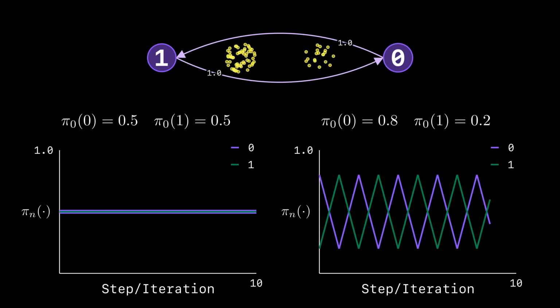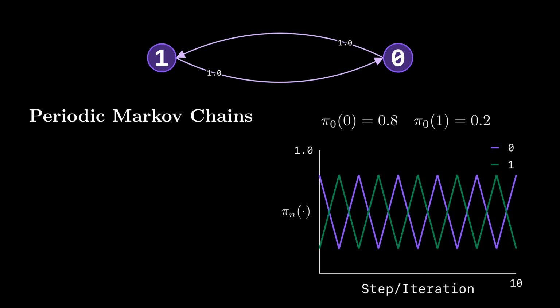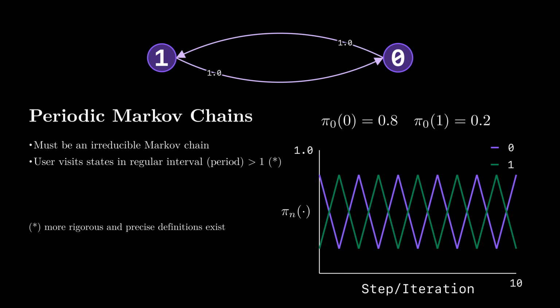This brings to light a second key property of Markov chains. These types of Markov chains are called periodic Markov chains. We won't go too in-depth into periodic Markov chains, but there are a couple things to know. When discussing these types of Markov chains, we're implicitly assuming that they're also irreducible. The intuition behind periodic Markov chains is that if you imagine a user moving from state to state, there exists some regular interval greater than 1 between visits to a node. For example, in the above Markov chain, the period is 2, since for any starting state, it's only possible for a user to get back to the state in regular intervals of 2 steps.